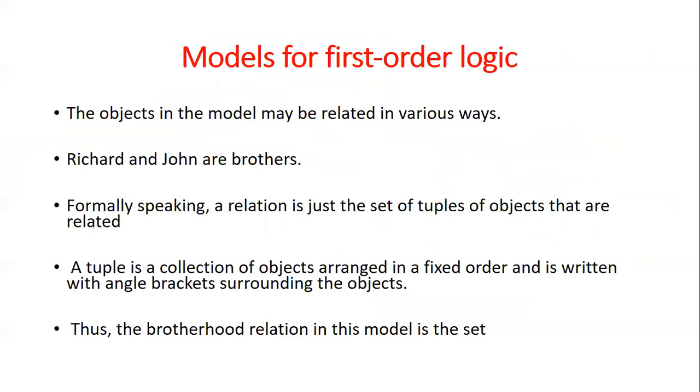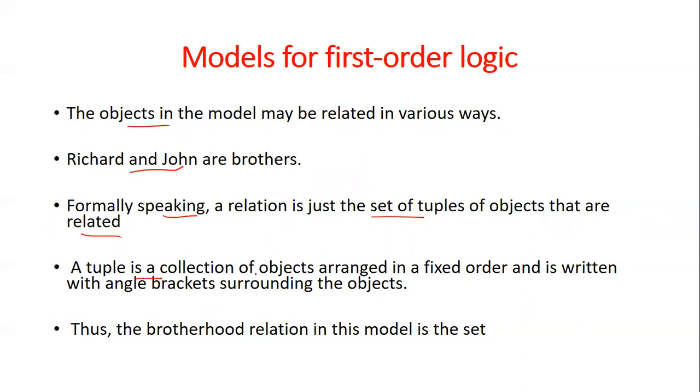Now, what we can infer from the previous diagram is that the objects in the model may be related in various ways. For example, in the previous case, Richard and John were related as brothers. So Richard and John are brothers. Formally speaking, a relation is just the set of tuples of objects that are related. So a relation is nothing but a set of tuples of objects that are related. We'll discuss an example for this.